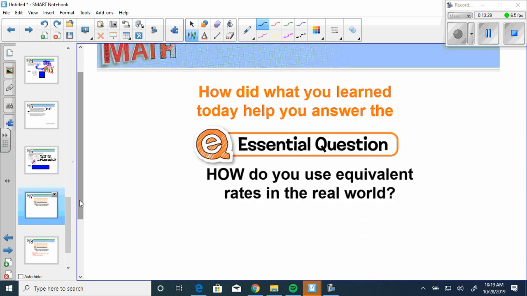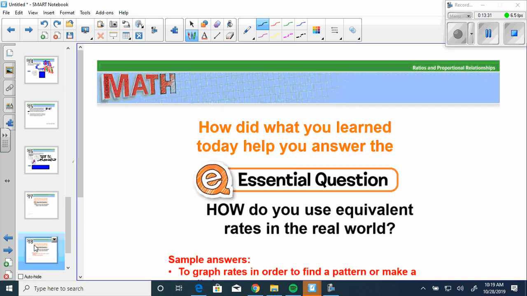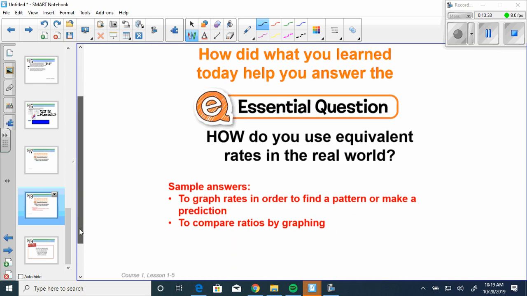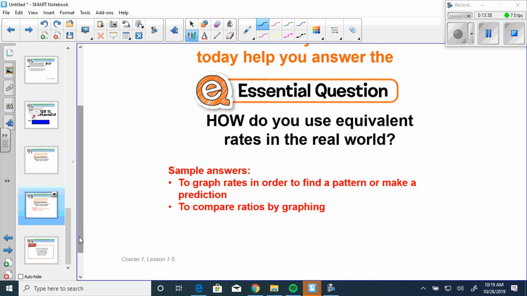Our question has been, how do you use equivalent rates in the real world? And here we saw in this lesson that you can graph rates in order to find a pattern or make a prediction, and you can compare ratios by graphing.